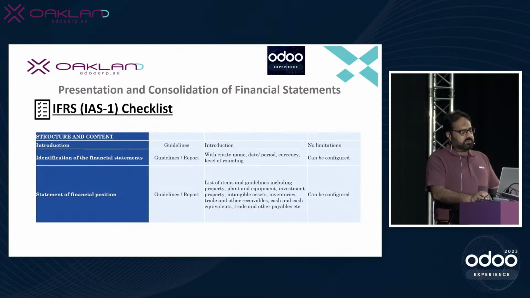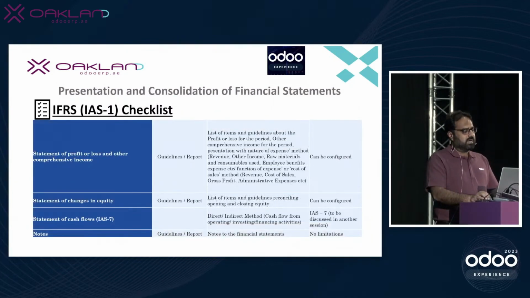We see identification of financial statements like date, period, currency, level of rounding. Everything is configurable in Odoo. Then we have the statement of financial position, the guidelines, and no limitation in Odoo. Next, we have the statement of profit or loss and other comprehensive income, all the guidelines for that. Next, the statement of changes in equity, and then the statement of cash flows. That is not part of IAS 1, that is part of IAS 7, but this is also one of the financial statements. Okay.